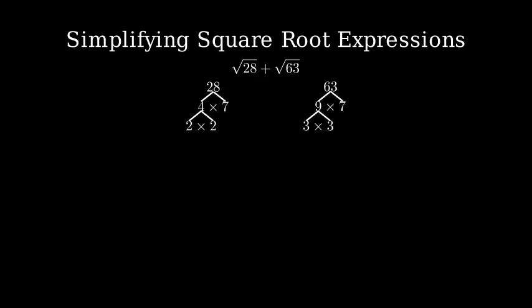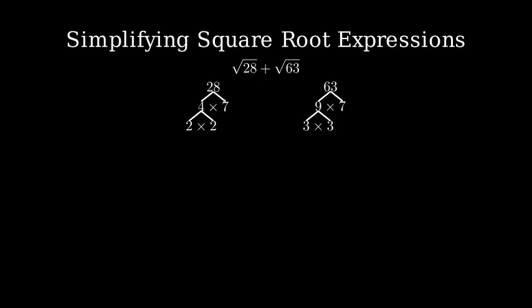Welcome. Today we'll learn how to simplify the expression square root of 28 plus square root of 63. To simplify this expression, we'll break it down into steps. First, let's find the largest perfect square factor of each number under the square root.